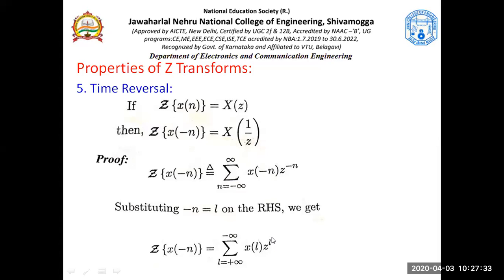minus L. So how can we express this in terms of z to the power minus L? Z inverse to the power minus L is as good as saying z to the power L. So z to the power L is substituted as this. So what is z inverse? Z inverse is 1 by z.